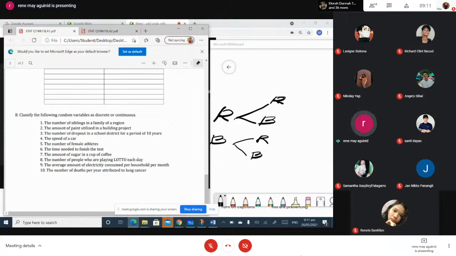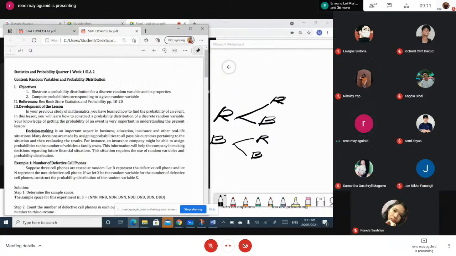So let's proceed to the week 1 SLA 2. So here is to illustrate the probability distribution for a discrete. Now we will be focusing only on the discrete. Now dili ta mag-focus sa continuous. Now we will be focusing on the discrete random variable.